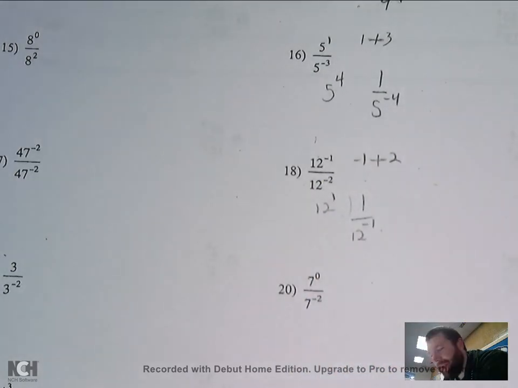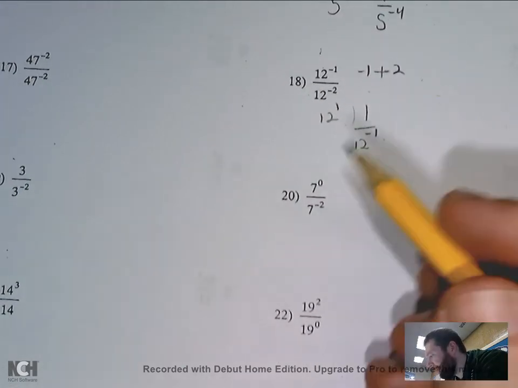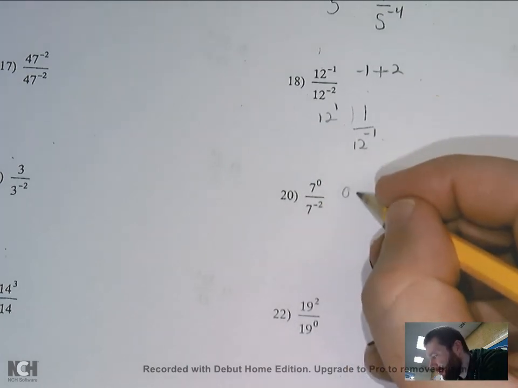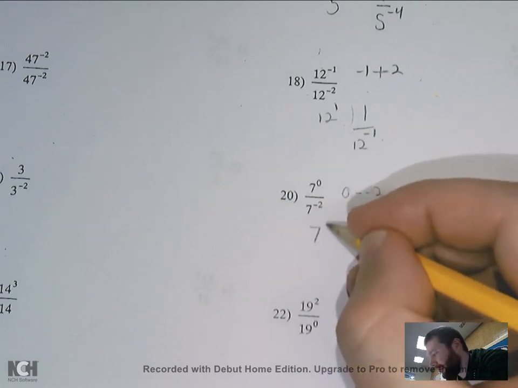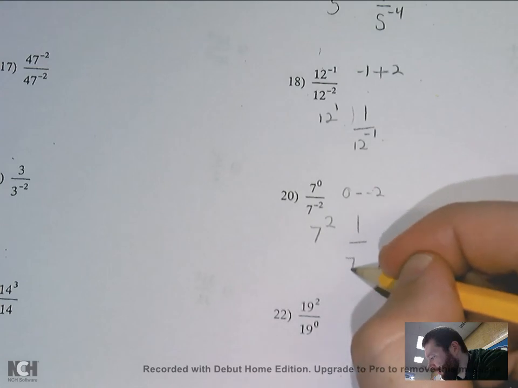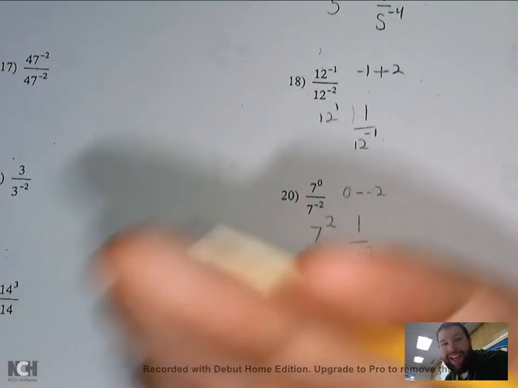So, yeah. Let's do one more of these. So, 7 to the 0 minus negative 2. Again, 0 minus a negative 2 would become positive 2. So, it would be 7 to the 2nd power. Or as a negative exponent, 1 over 7 to the negative 2 power. And that would be your 2 answers. And that's all you're doing.